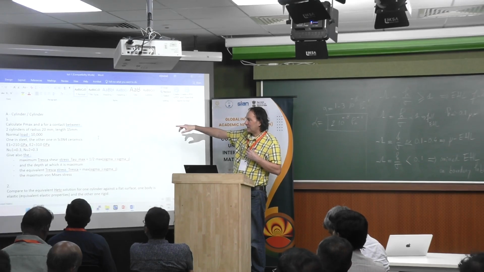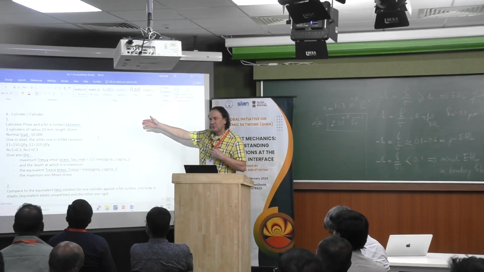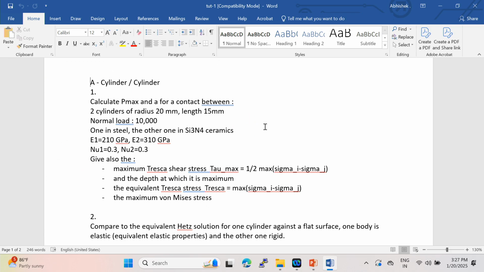A few results, then just calculate the solution for the contact between two cylinders. Here you have the dimension of the cylinder. Both cylinders have the same diameter. In fact, the radius is 20 millimeters for each cylinder. There is a given length for a given normal load in Newton.